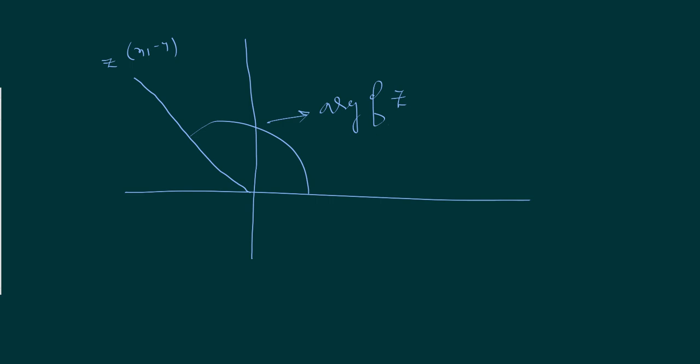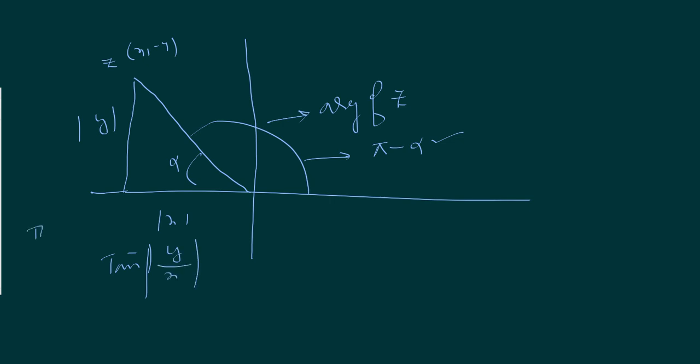z. To find the argument of z, suppose this angle is alpha, then this angle must be pi minus alpha. So how do we find this alpha? Alpha is tan inverse of mod y by x, tan alpha equal to mod y by x. This is what the case is.